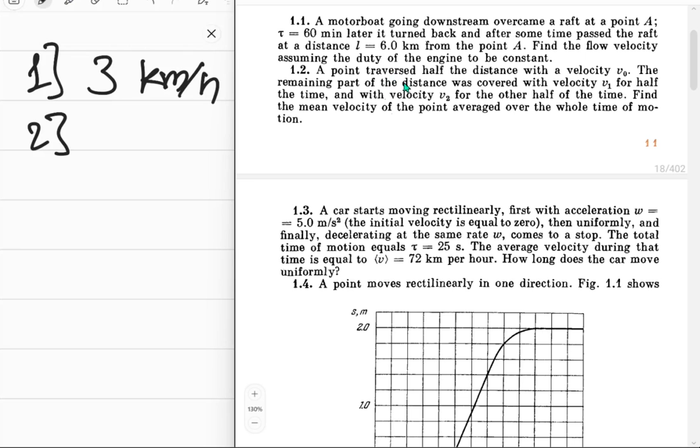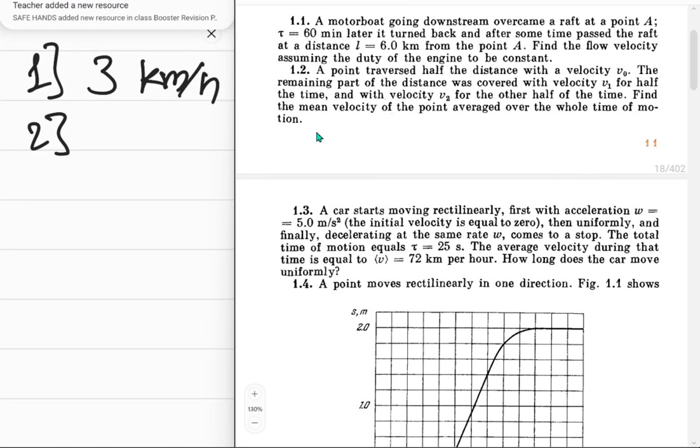A point traversed half of the distance with velocity v naught. The remaining part of the distance was covered with velocity v1 for half the time, and with velocity v2 for the other half of the time. Oh, okay. I'm understanding what's happening. Find the mean velocity of the point averaged over the whole time of the motion.